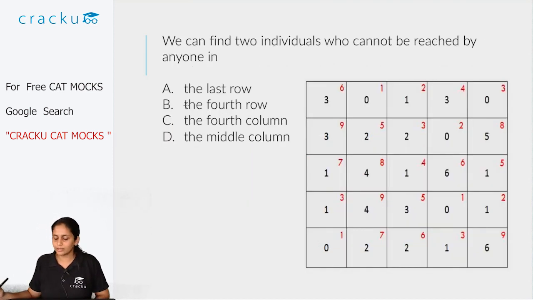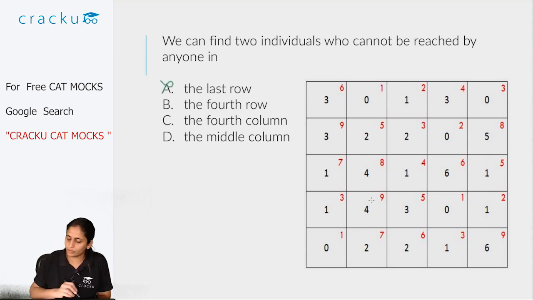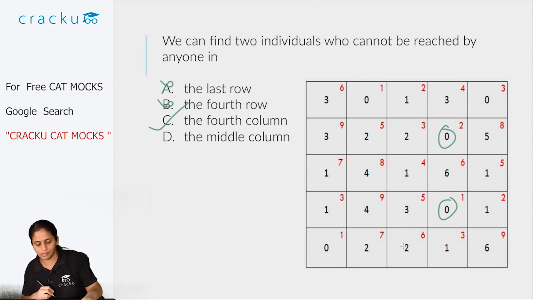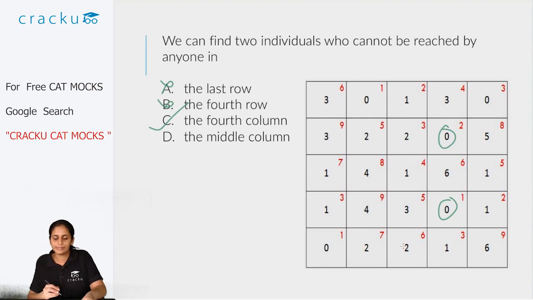Let's take a look at the third question. We can find 2 individuals who cannot be reached by anyone in which of the following? In the last row, there is only 1 individual, so this is not the right answer. In the fourth row, there is only 1 individual, so again this is not the right answer. In the fourth column, there are 2 individuals, so this is the right answer. In the middle column, there is no one, so that's not the right answer. So the right answer is option C.